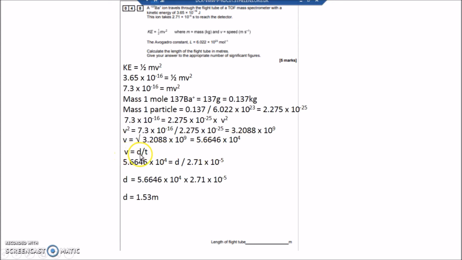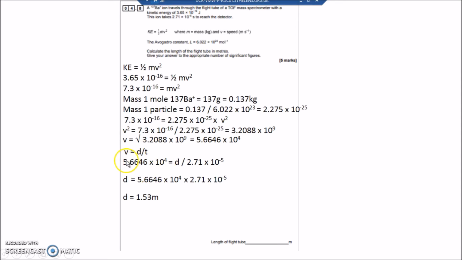Now velocity is distance divided by time. You'll know that speed is distance divided by time because, for example, the speed of a car might be 30 miles per hour. So distance, miles, time, hour, per means divide by. So speed is distance divided by time.